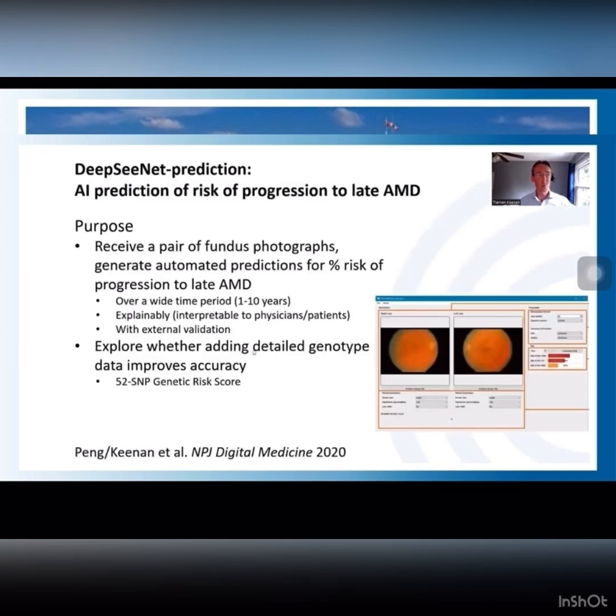Again, we were interested in seeing if we could train algorithms to receive a pair of fundus photographs from a single individual at a single time point, and just from that alone, generate a percentage risk prediction. So how likely is this individual to develop late AMD over 1 year, 2 years, 5 years, 10 years, etc.